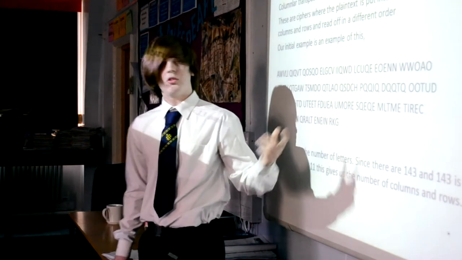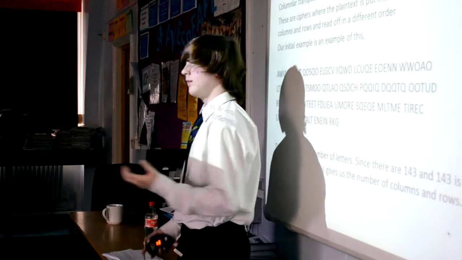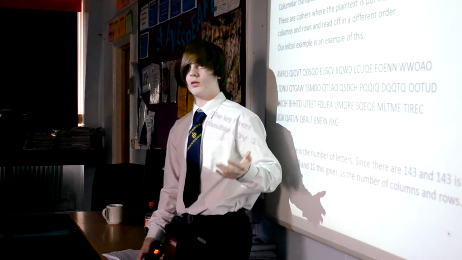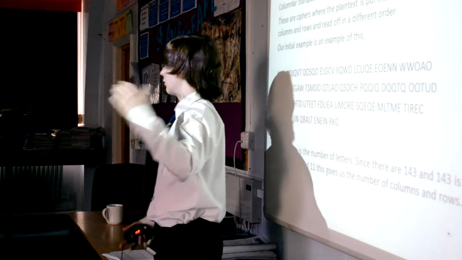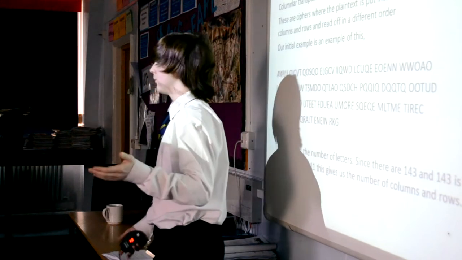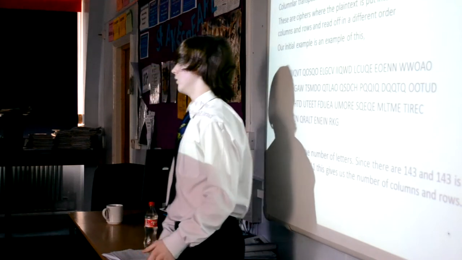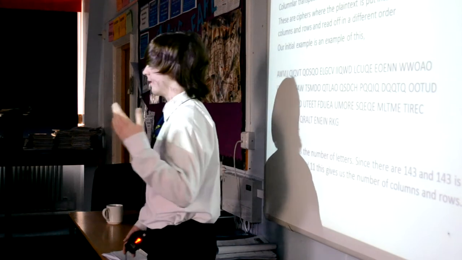The key to the transposition cipher we just solved was the number of letters, because we had 28 blocks of 5 letters and one block of 3 letters. And that gives us a total of 143 letters. And if you look at the table, you may have noticed it was 11 by 13 columns, and 11 times 13 is 143. Prime numbers have a massive role to play in coding for ciphers, but we'll go into that later.